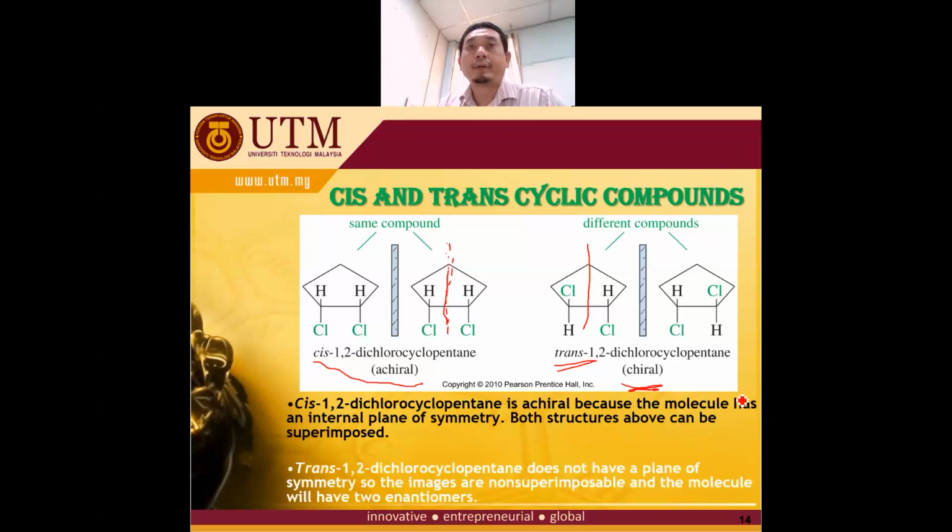And then for trans, it doesn't have a plane of symmetry, so it is non-superimposable and the molecules are enantiomers. So there are 2 different compounds. These are 2 different compounds, but for this one they are the same compound.